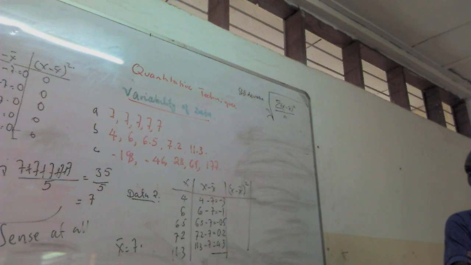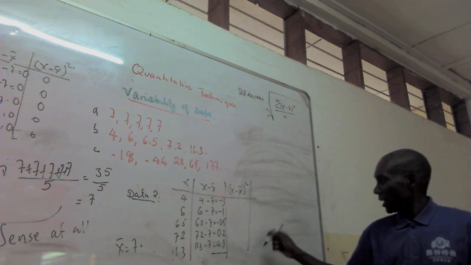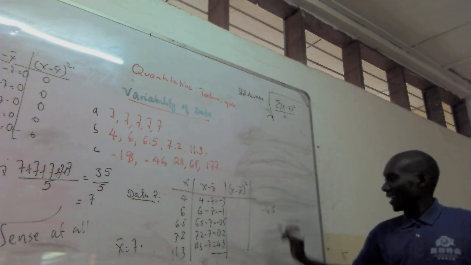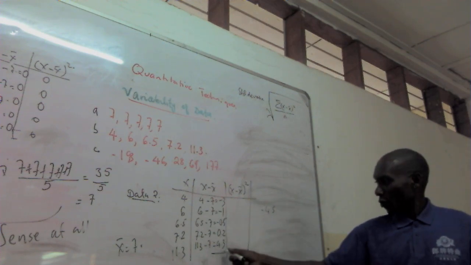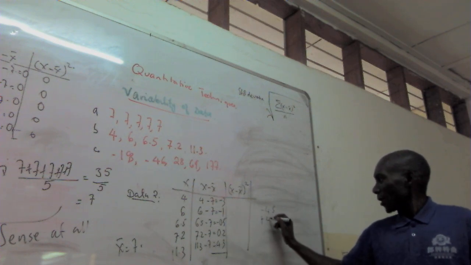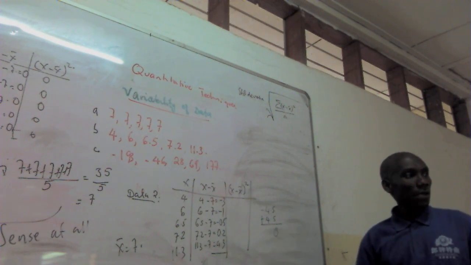-3, -1, -0.5. In other words, -3, -1, -0.5 gives you -4.5. And if you look at this one, 4.3 and 0.2 gives you plus 4.5. When you add them, it gives you what? 0.